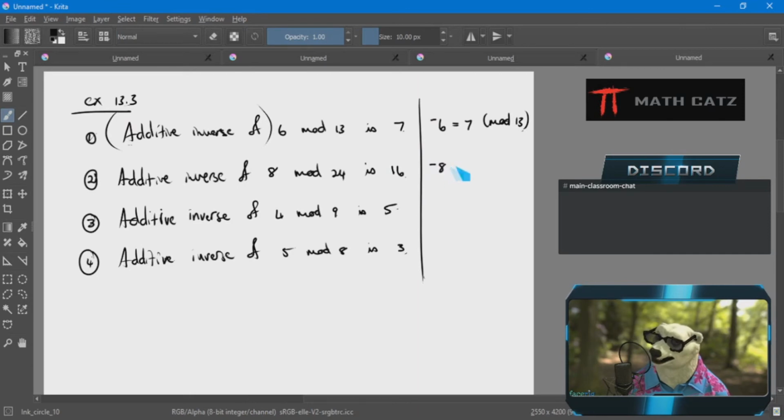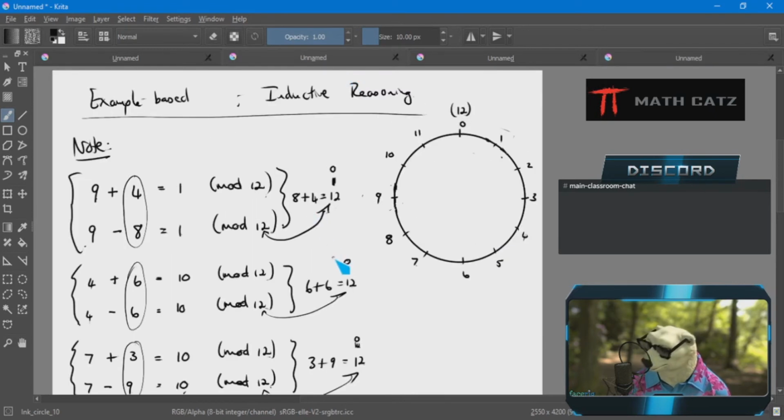Additive inverse of 8, that is its general name. On the mod 24 circle, it's represented by 16. Additive inverse of 4, oops, not 9. On the mod 9 circle is represented by 5. Additive inverse of 5 on the mod 8 circle is 3. All right, so let's go back here.